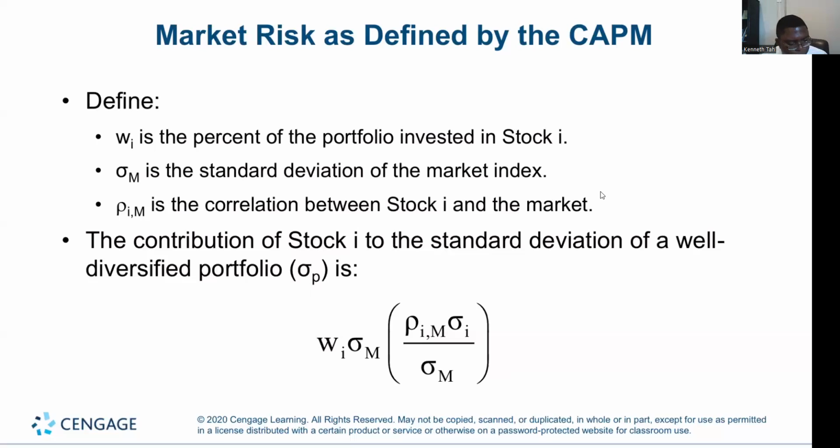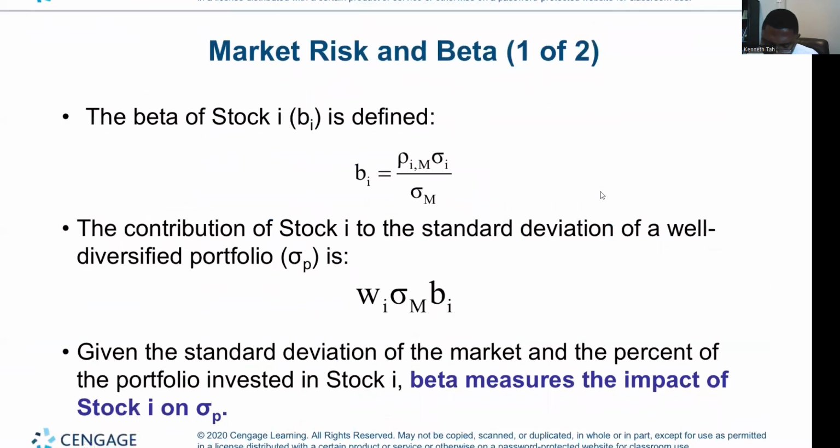So the beta of stock I is also defined, which will make it possible for us to refine the above formula a little bit. So the beta coefficient, the stock beta coefficient, BI, is the correlation coefficient between the company and the market times the standard deviation of the company divided by the standard deviation of the market.